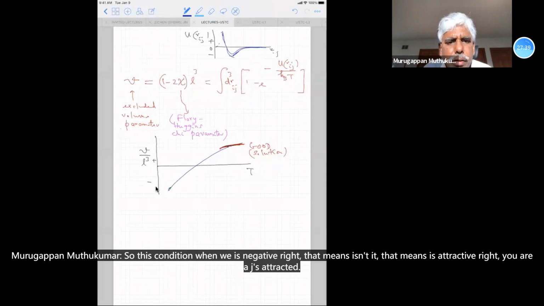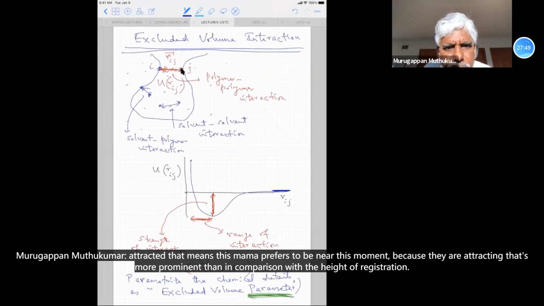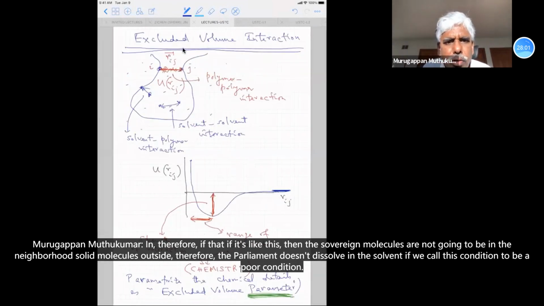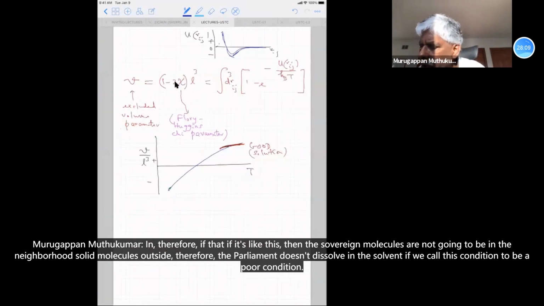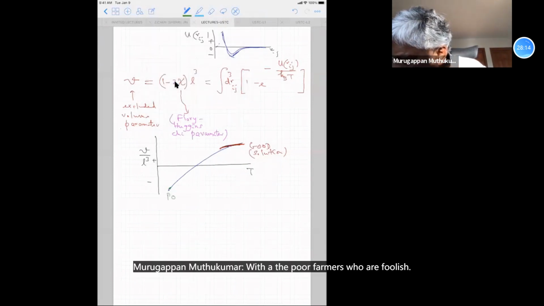So this condition, when V is negative, that means this is attractive, right? U of r_ij is attractive. When it's attractive, that means this monomer prefers to be near this monomer because they are attracting. That's more prevalent in comparison with the high temperature situation. And therefore, if it's like this, then the solvent molecules are not going to be in the neighborhood. Solvent molecules will be outside. Therefore, the polymer doesn't dissolve in the solvent. Therefore, we call this condition a poor condition. We say this is a poor solvent or poor solution.